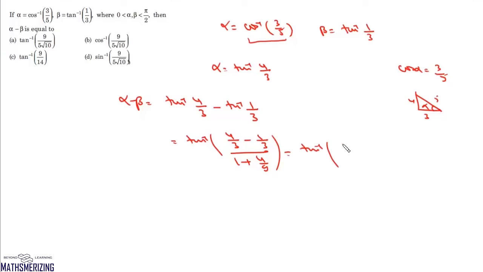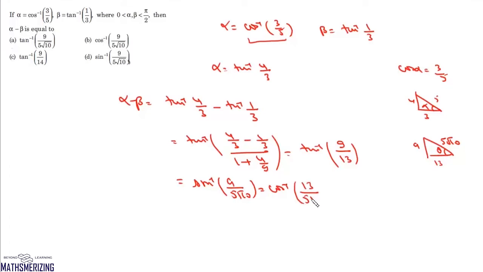So it will be tan inverse, now it will be 9 by 13. Now there is no option in tan inverse which matches with it. So we'll try and change it in terms of sine and cos. So let this be some angle theta. So this is 9, this is 13, and here it will be under root of 13 square plus 9 square, and it is 5 under root 10. So we can write this as sine inverse 9 upon 5 root 10, and it will also be equal to cos inverse 13 upon 5 root 10, and option D matches with it. So the answer to this question is option D.